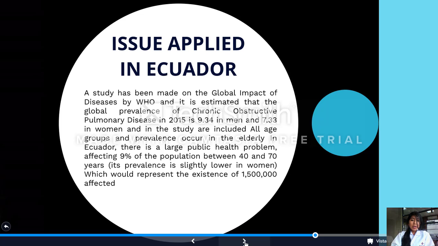It is a large public health problem, affecting 9% of the population between 40 and 70 years. Its prevalence is significantly lower in women, which would represent the existence of 1,500 affected.